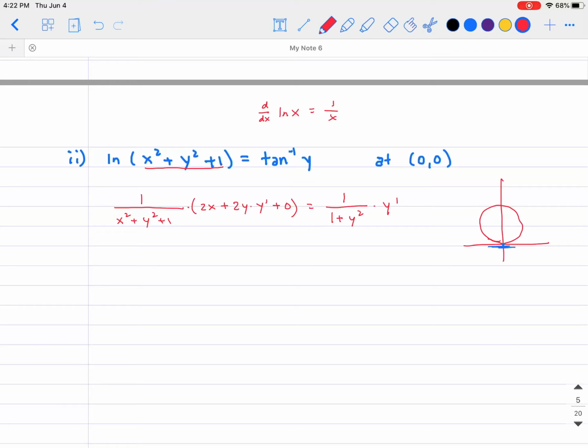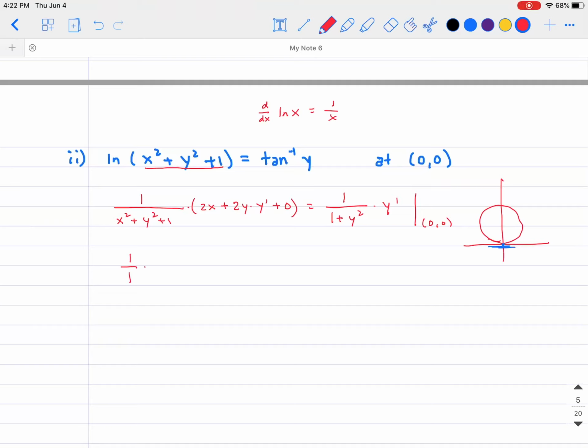Now, remember what I said also? You can either A, solve for y prime and then afterward plug in the point, or B, you can go ahead and plug it in right now and solve for y prime. I prefer B over A because it's a lot nicer to look at actual numbers than variables. So I'm going to go ahead and plug in (0, 0) right now.